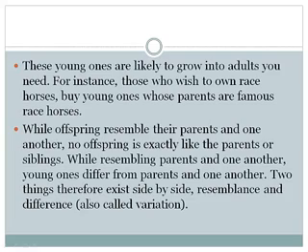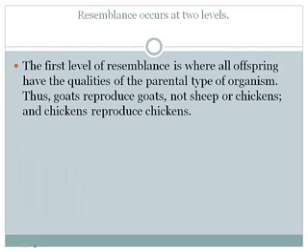While offspring resemble their parents and one another, no offspring is exactly like the parents or siblings. While resembling parents and one another, young ones differ from parents and one another. Two things therefore exist side by side: resemblance and difference, also called variation. Now, the word variation has to do with resemblance and difference in terms of family traits.